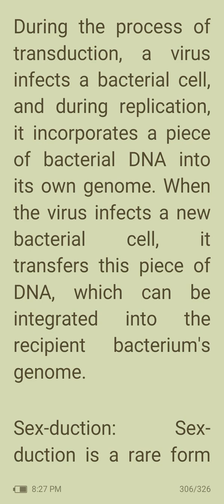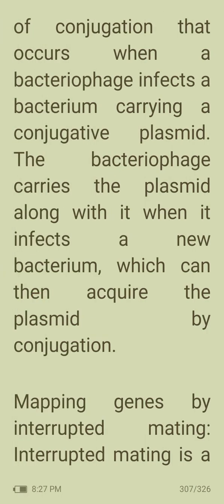recipient bacterium's genome. Sextinction. Sextinction is a rare form of conjugation that occurs when a bacteriophage infects a bacterium carrying a conjugative plasmid. The bacteriophage carries the plasmid along with it when it infects a new bacterium, which can then acquire the plasmid by conjugation.